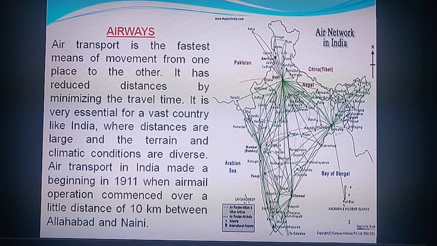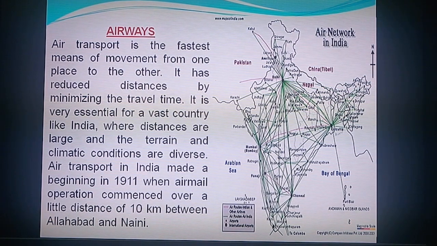So airways is the fastest and the most expensive means of transport. Right? Like the cheapest we have waterways, but expensive is the airways. मतलब सबसे महंगा. Major cities of India are connected by air. Aeroplanes and helicopters are the means of air transport. Airplanes transport people and goods, especially perishable goods, such as flowers, fruits and vegetables, to far off places.